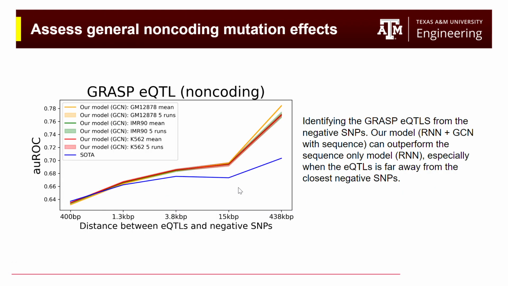Then we'll focus on the general eQTLs. We're identifying the GRASP eQTLs against the negative SNPs. As shown in the figure, our model is doing well, especially when the eQTLs are far from the negative SNPs in 1D, which shows our 3D structure information is helpful.